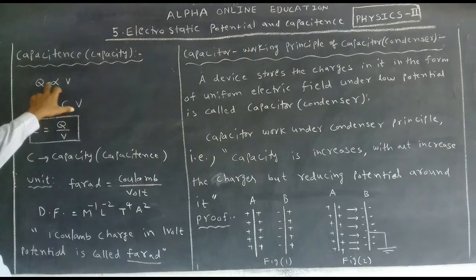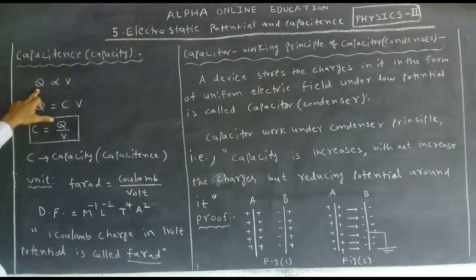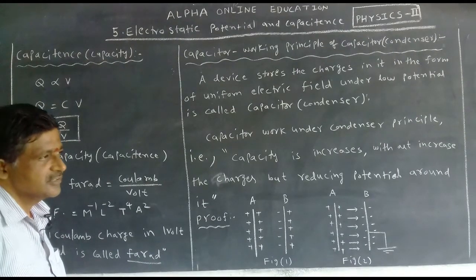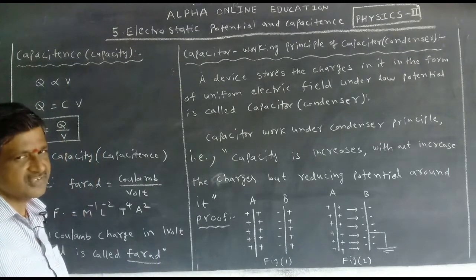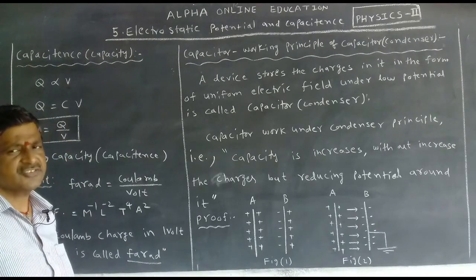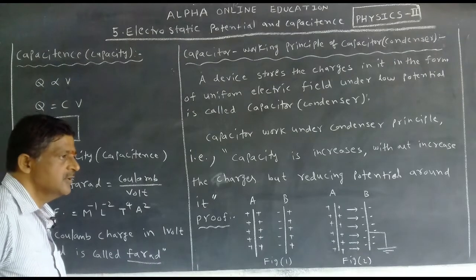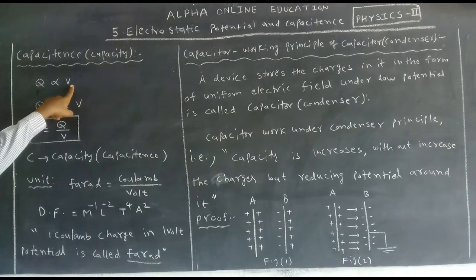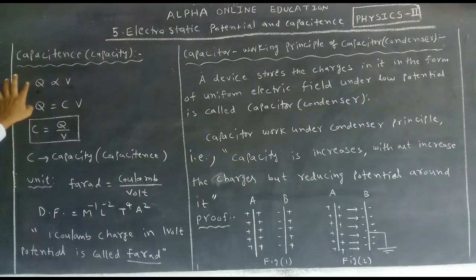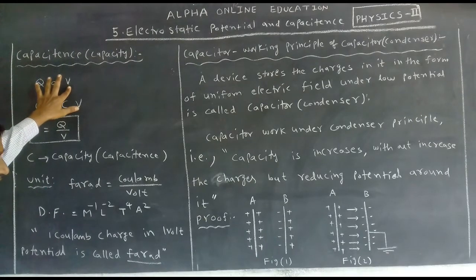We know that V stands for potential, Q stands for charge. When the charge increases, the potential also increases. Why? In the potential topic, we stated a physical quantity that indicates the state of a charge is called potential. We studied two types, high potential and low potential. When the charge increases, the potential also increases. When the charge decreases, the potential decreases.